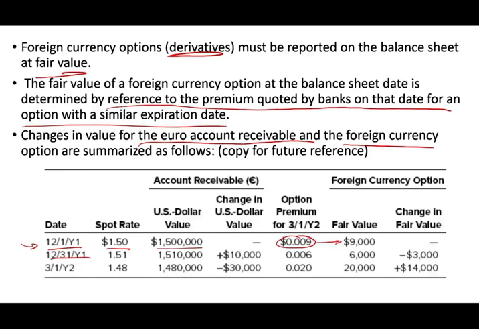On December 31st, the rate went up to $1.51. Therefore, your receivable went up by $10,000. The premium went down. Notice it was 0.009. It went down to 0.006. So simply put, you lost 0.003 as time expired. This is basically time expiration of the option.